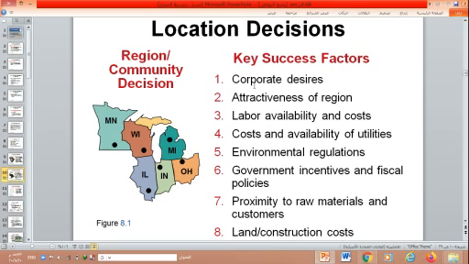The first key success factor related to the region: corporate desires, attractiveness of the specific region, labor availability and costs, availability of utilities, environmental regulations, governmental incentives and fiscal policies, and proximity of materials. Proximity of materials is very important for manufacturing firms.